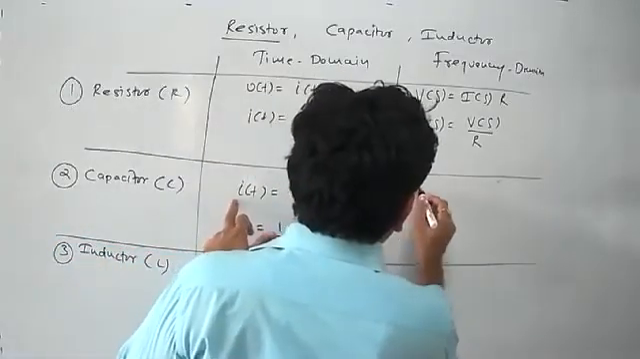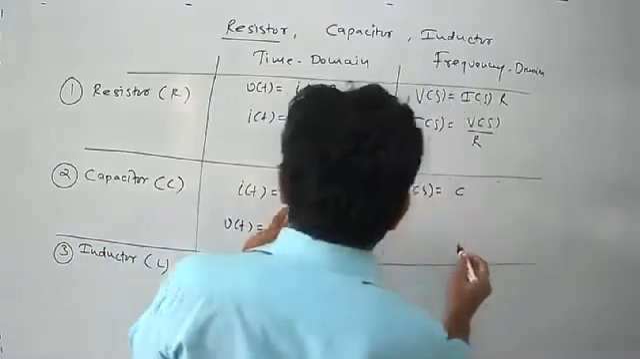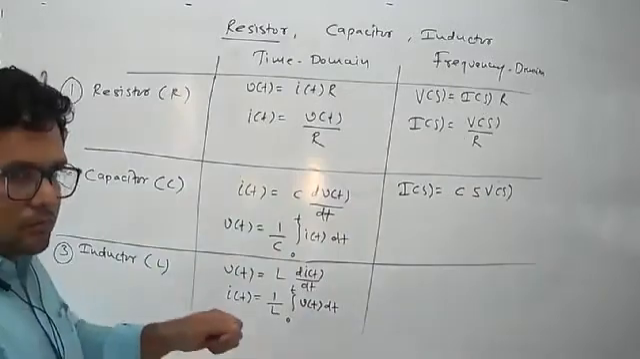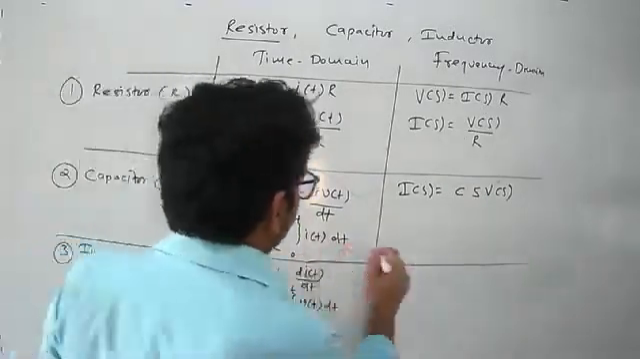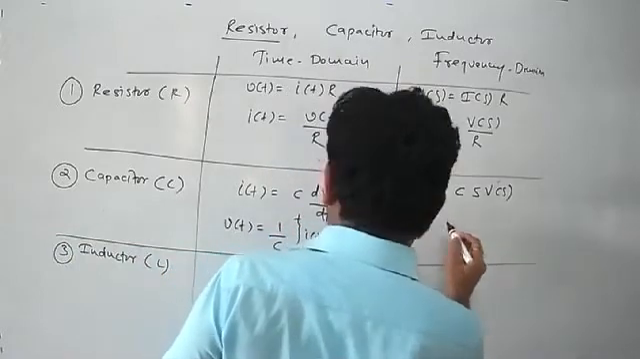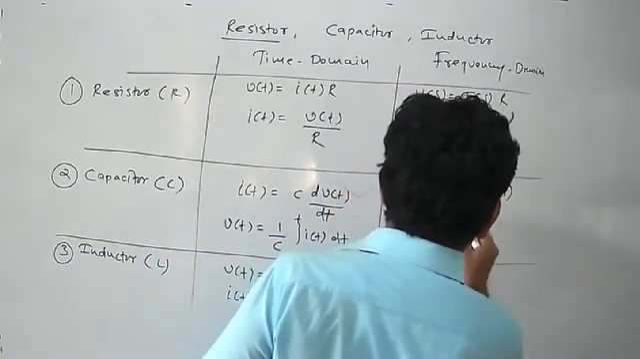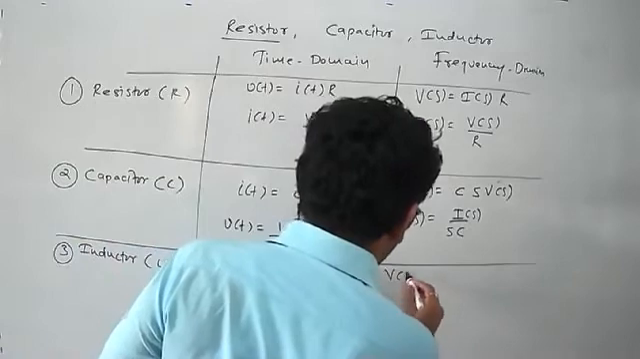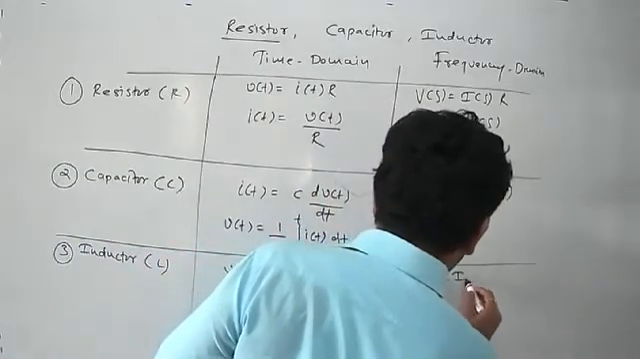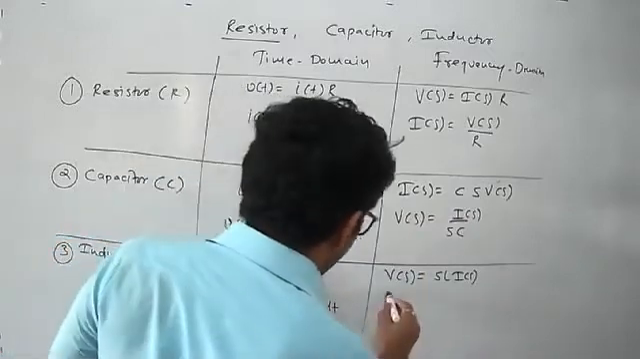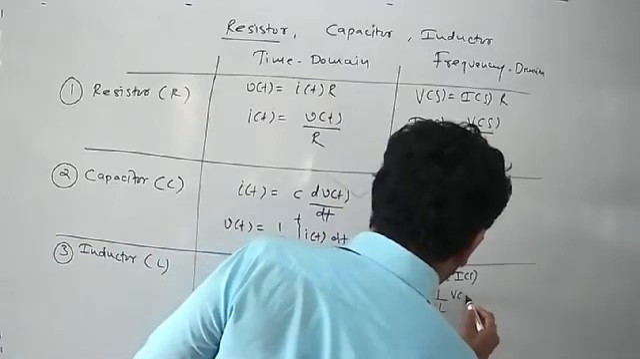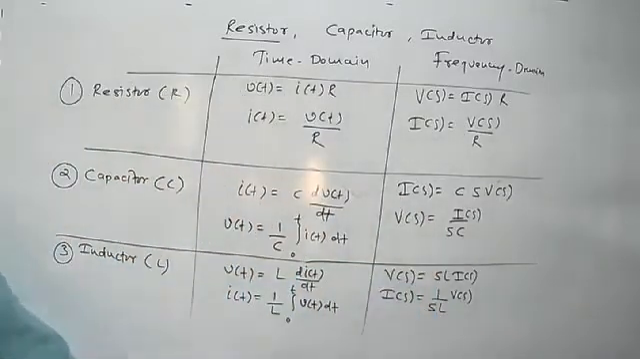So here I can write I of s is nothing but C into s into V of s by assuming the initial charge condition is nothing but 0. In the same way, this equation can be written as V of s is nothing but 1 upon s into C multiplied by I of s. In the same way, this equation can be written as V of s is nothing but s into L into I of s, and this equation can be written as I of s is nothing but 1 upon sL into capital V of s. So these equations you have to remember.